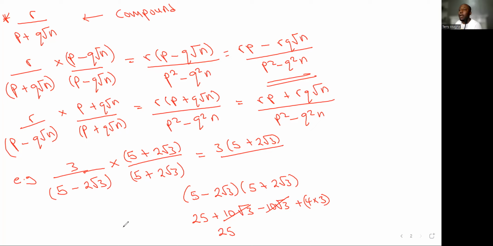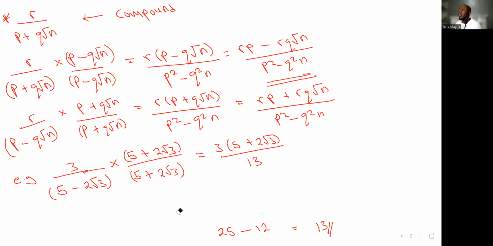Sorry, this is going to be minus, okay? Here it's going to be minus because we are having minus 2 times plus 2. So that will give us minus 4. Is that okay? And that will give us 25 minus 12. And that will give us what? 13. So the answer we're going to have here is 13. All right? So the answer for that is 13.